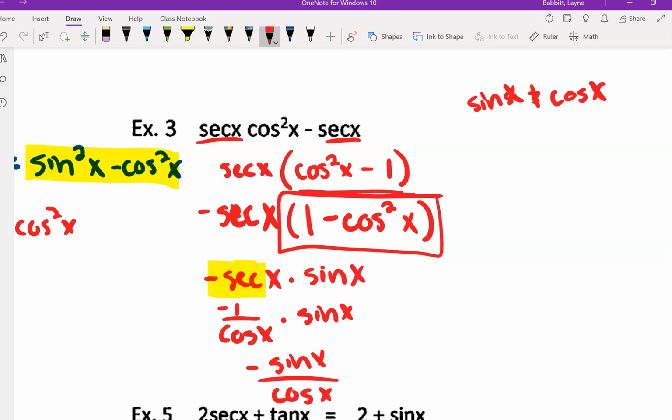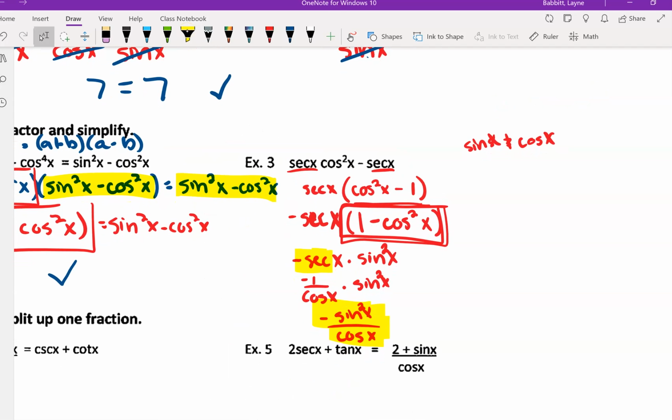Oh, I'm realizing I forgot something. This simplified to sine squared x. The Pythagorean identity, that's sine squared x. Oops, sorry about that, guys. So this here is our simplified answer.